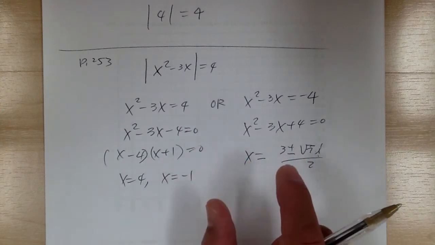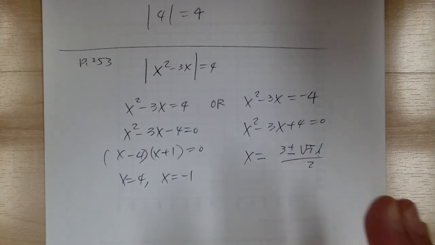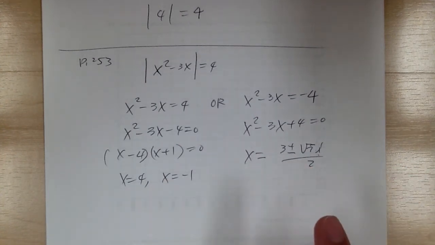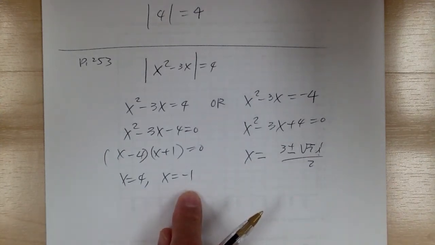So you have to make sure that you read the problem carefully. Again, if it is all solutions, then you got 4 answers. If it says find the real solutions, then you only got 2 answers.